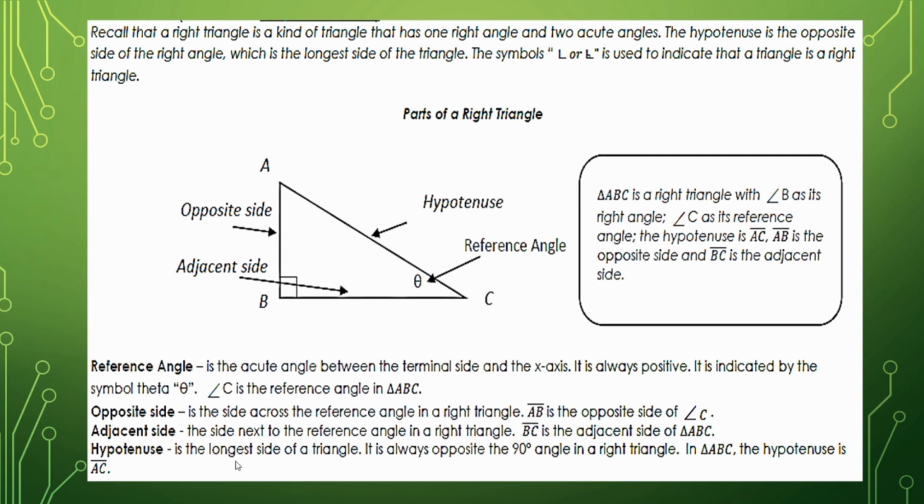The hypotenuse is the longest side of the triangle and is always opposite the 90-degree angle in a right triangle. So in triangle ABC, the hypotenuse is line segment AC. This is the hypotenuse. This is your reference angle, which is theta. This is the adjacent side, and this one is the opposite side.